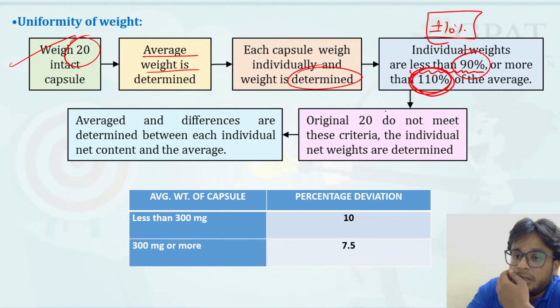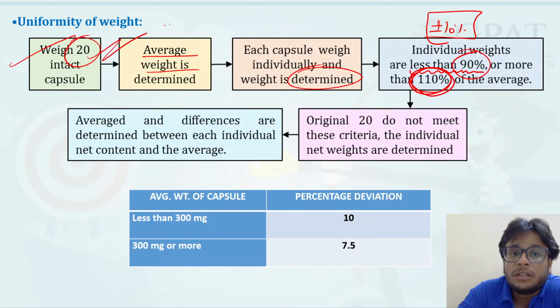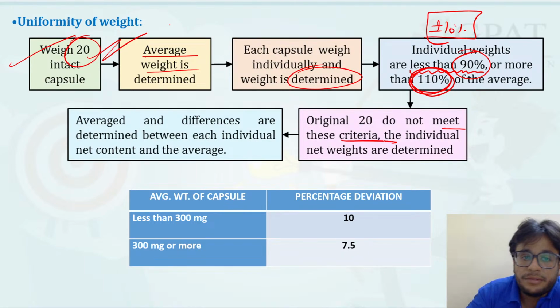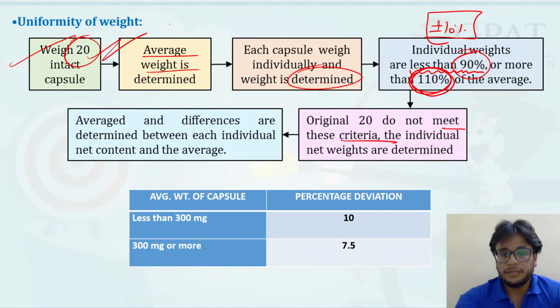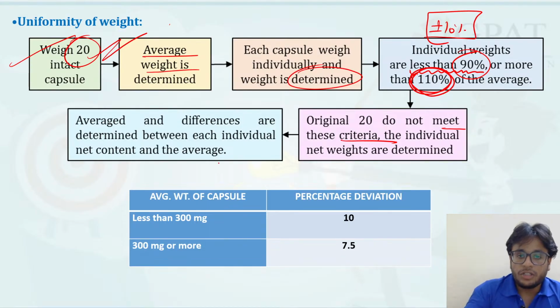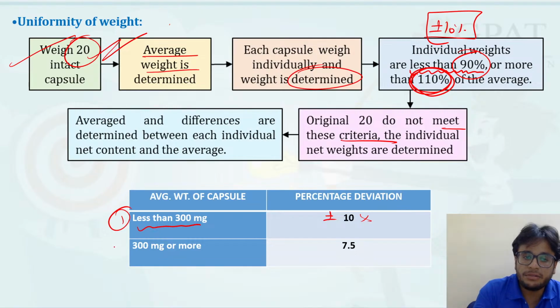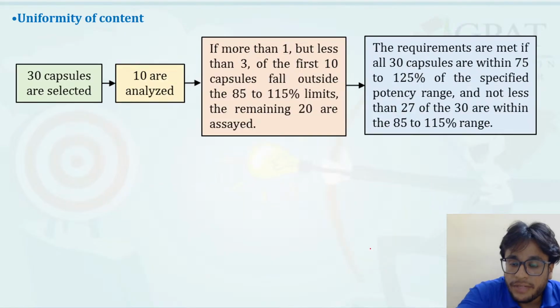If these original 20 capsules do not satisfy or meet the criteria, then we have to take more capsules again in order to determine the content uniformity. The percentage deviation allowed here: for a capsule size of less than 300 mg, plus or minus 10% variation is allowed. For a capsule with size more than 300 mg, plus or minus 7.5% weight variation is allowed.